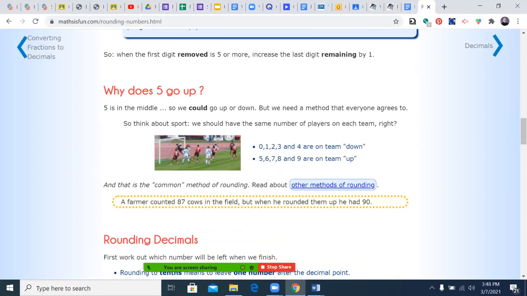Why does 5 go up? 5 is in the middle. So we could go up or down, but we need a method that everyone agrees to. So think about sport. Should we have the same number of players on each team, right? So 0, 1, 2, 3, and 4 are on team down. 5, 6, 7, 8, and 9 are on team up.